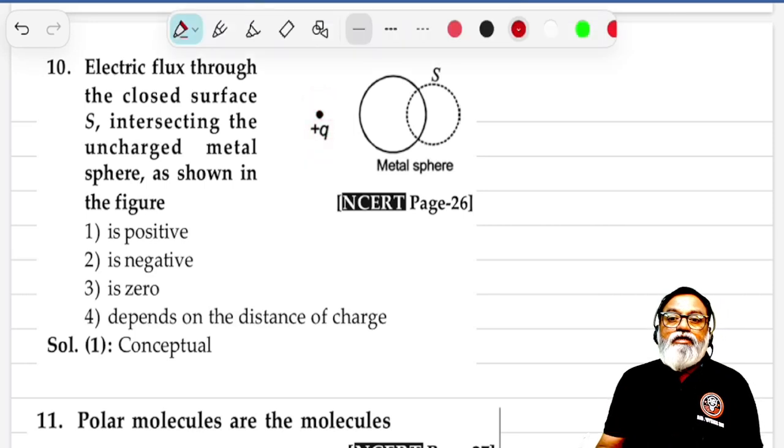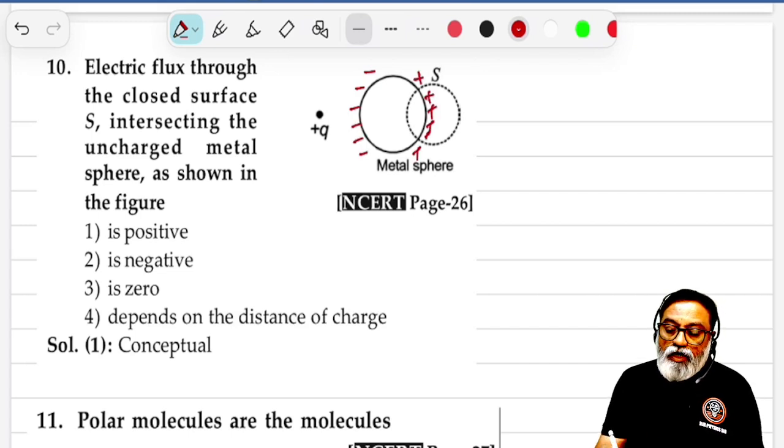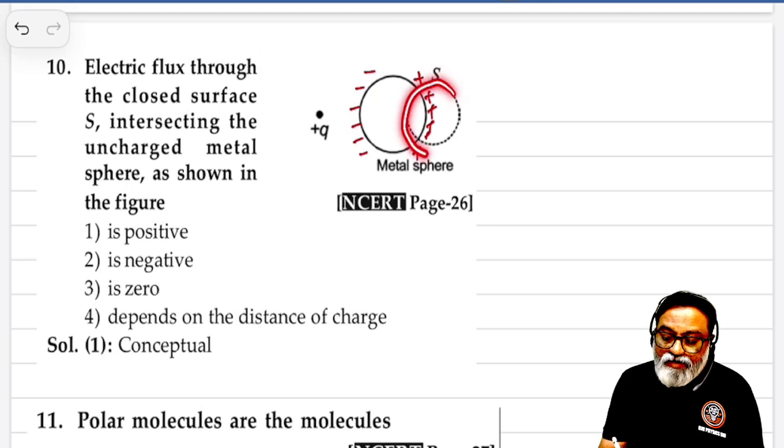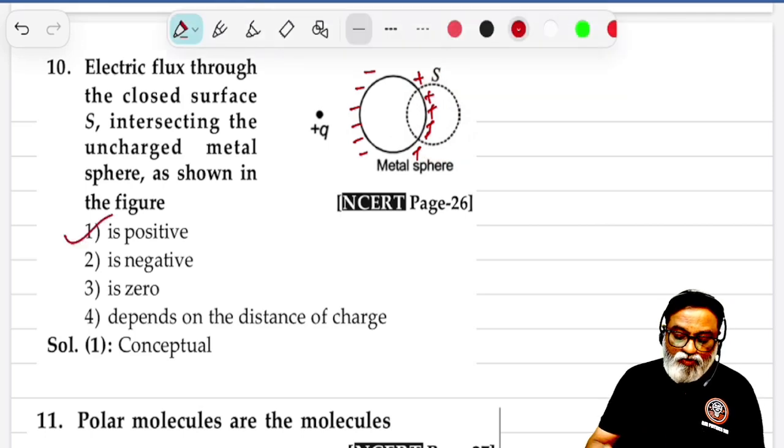But here, a charge is placed outside the sphere. Due to induction, the nearer side has the opposite charge induced. Therefore, here a negative charge is induced. On the farther side, a positive charge is induced. Now, within this closed surface, this part of the sphere has positive charge, therefore flux is also positive. Therefore, the answer is the first one.